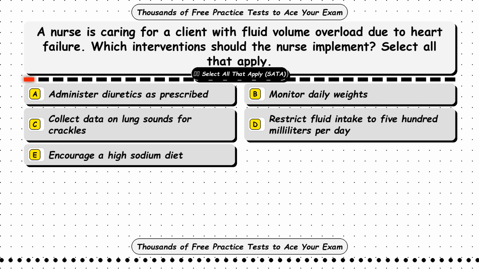Question 74. A nurse is caring for a client with fluid volume overload due to heart failure. Which intervention should the nurse implement? Select all that apply. Option A. Administer diuretics as prescribed. Option B. Monitor daily weights. Option C. Collect data on lung sounds for crackles. Option D. Restrict fluid intake to 500 milliliters per day. Option E. Encourage a high-sodium diet.